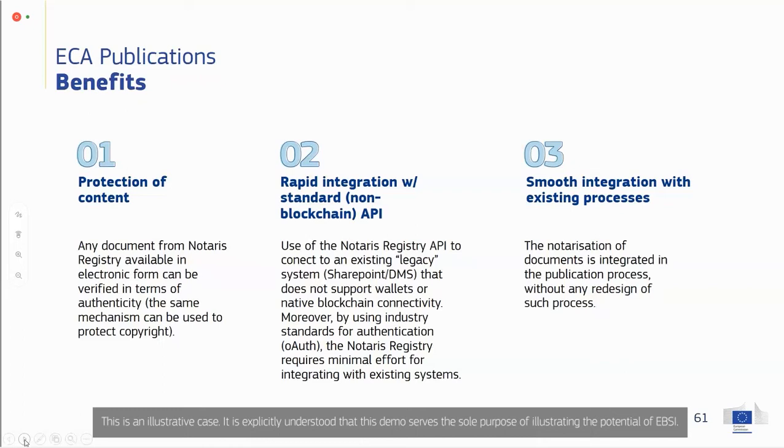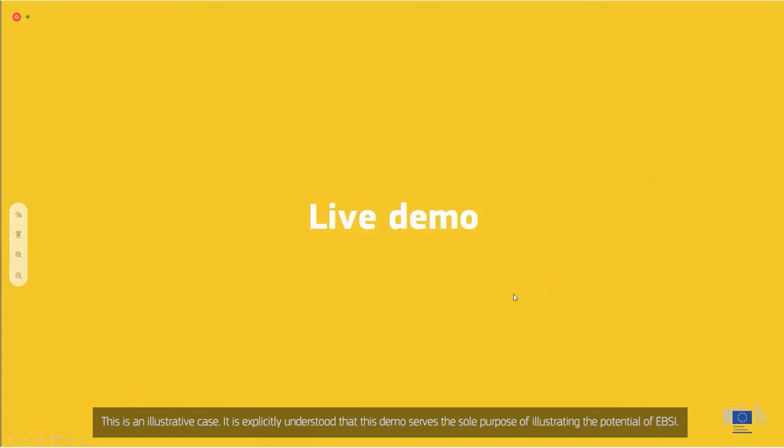So we have a legacy system that talks with the blockchain application. So I have to say that this required really minimal effort on the integration side. And last but not least, this did not require a re-engineering of the publication process. Basically, we just complemented it with an automated notarization step at the end, but this did not require our colleagues that are dealing with the publication to change their way of working. So we can move to the next slide, and I can give again the floor to Dennis for a practical demo.